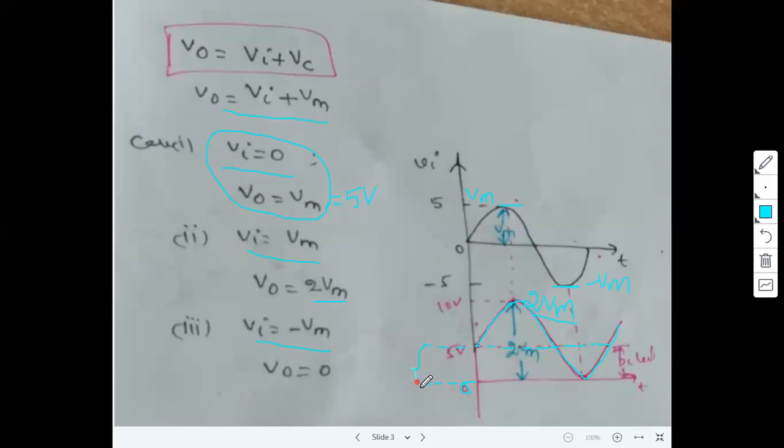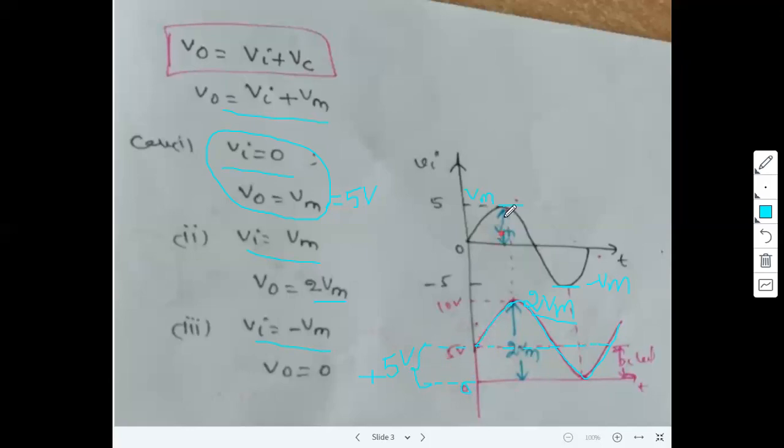That's why a positive clamper inserts positive DC into the output waveform. Remember this one, right? Whereas a negative clamper inserts negative DC into the output waveform. So this is about the positive clamper. The important observation here is that a positive clamper inserts positive DC into the circuit. How much positive DC is inserted here? Plus 5 volts DC is inserted in this case.